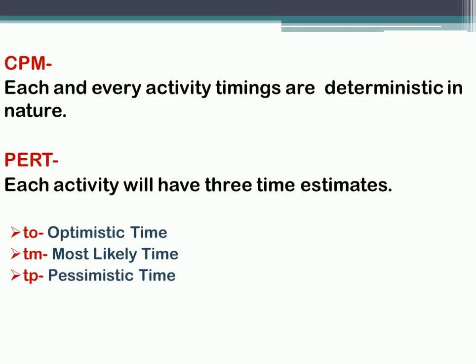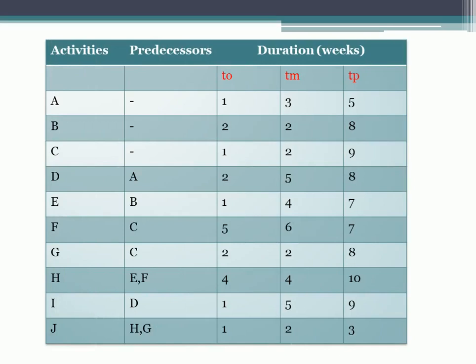I won't elaborate on them here. Let's now move to the problem. This is the problem that we are going to discuss today. Here you have been given the activities, and for each activity you can see the predecessors are given, and the time duration is shown in weeks. As I told you, three time estimates are given for each activity: optimistic time, most likely time, and pessimistic time.